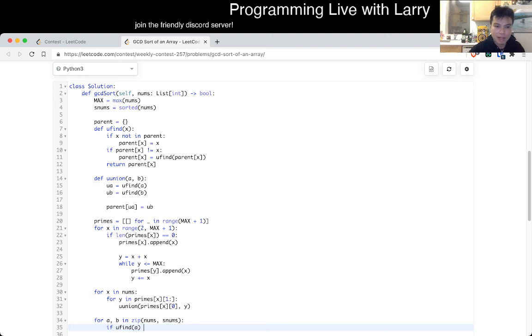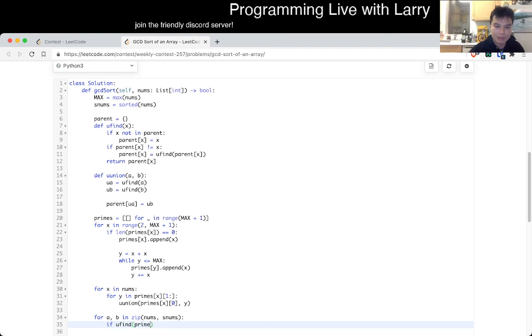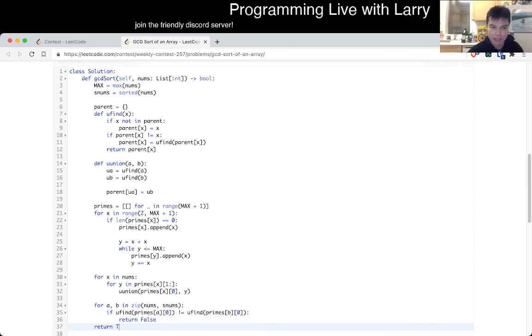If the union find of the prime sub A of 0, basically get the group that it is in, and we union everything, so everything should be together. If this is not equal to that of B, then we return false. Otherwise, they're in the same group, so we're okay.